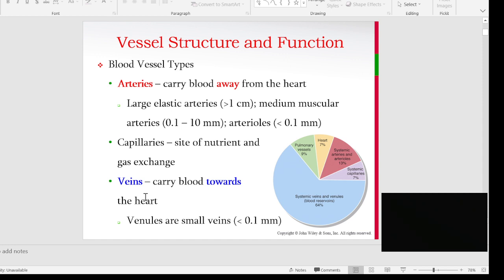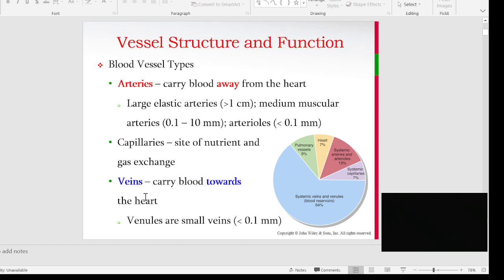Basically, when it comes to functions, arteries carry oxygenated blood away from the heart. Take note of that. Except there are some exceptions, in the pulmonary circuit, wherein the pulmonary artery carries unoxygenated blood towards the lungs, but still it is away from the heart. Okay, so arteries carry blood away from the heart, and veins carry unoxygenated blood towards the heart.